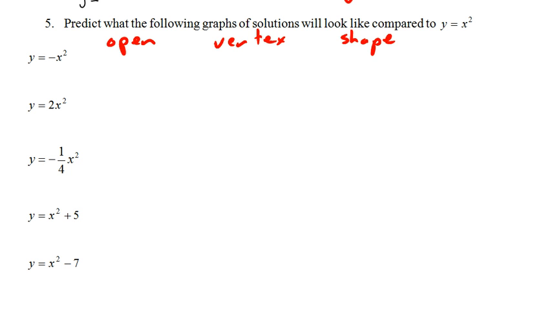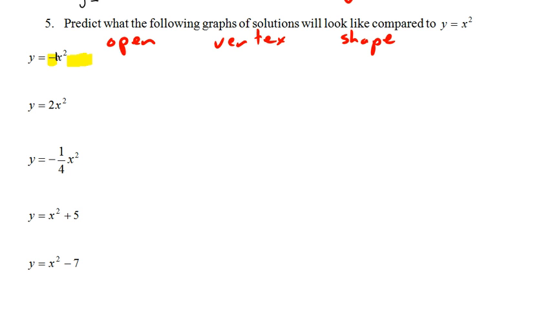Alright, here are the answers. So our first one, because of the negative here, we're going to be opening down. Our vertex is still going to be at 0, 0 because we didn't add anything over here. And our shape is going to be the same shape even though opening down, because it's as if there's a little invisible 1 here, so it's a negative 1 x squared.